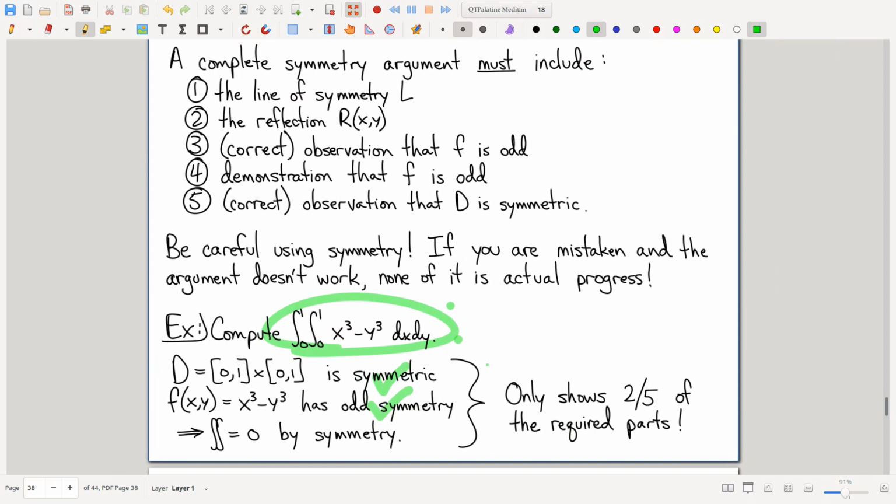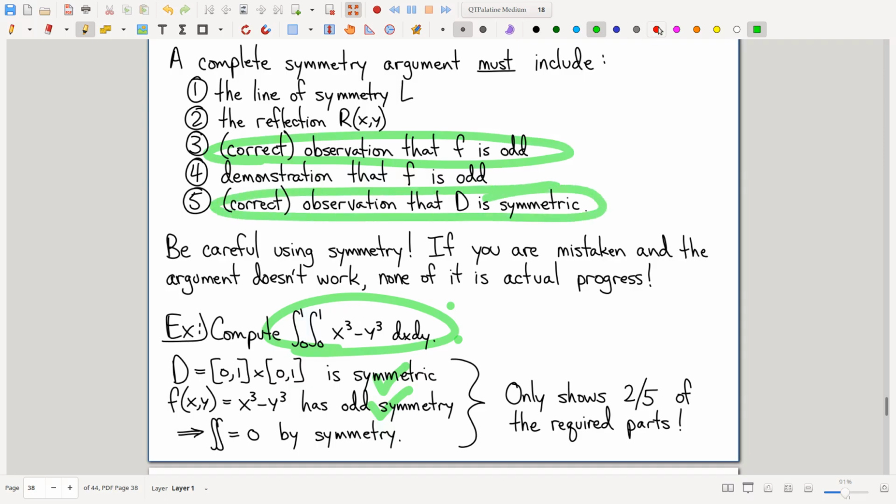The student has correctly observed that the function was odd. The student has correctly observed that the domain was symmetric. But there are gaping holes in the student's argument. They never told me what line of symmetry they're using. In some sense, they haven't really observed any symmetries of the domain at all. They just claimed that there is one. It's not good enough. What line we're using is really important.